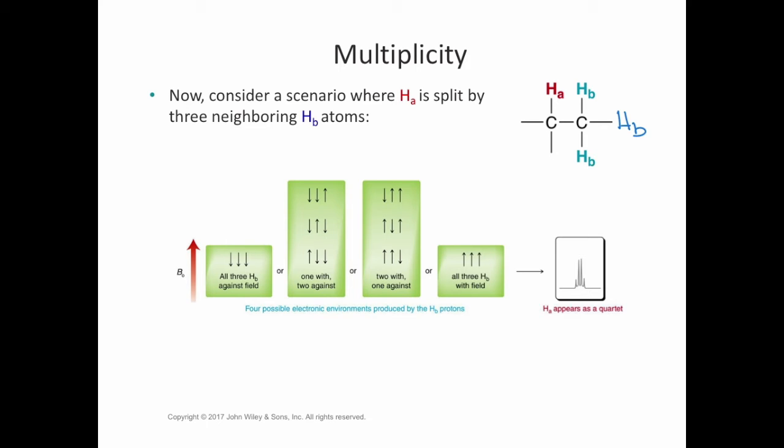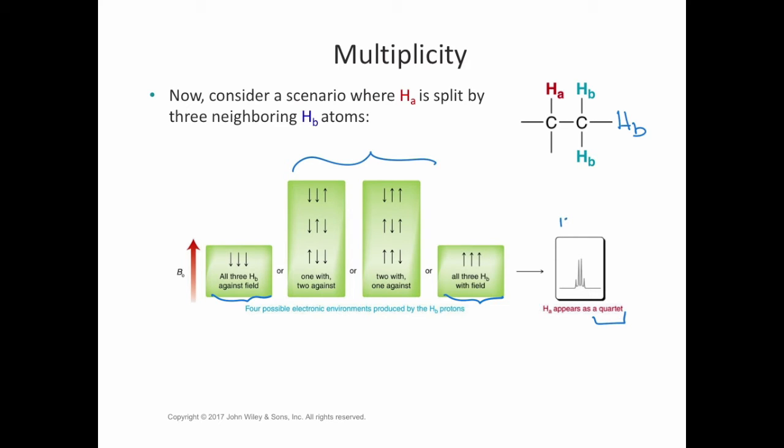Now consider a scenario where HA is split by three neighboring atoms. So what are the different scenarios? All three HBs could be against the field. All three could be aligned with the field. Now, for the two in the middle, you could have one with the field and two against, or you could have two with the field and one against. So that means you're going to have a total of 4 different magnetic environments that HA can experience. And as a result, you get 4 peaks, which is the quartet.